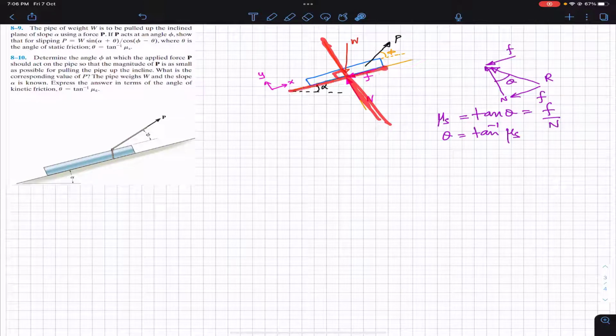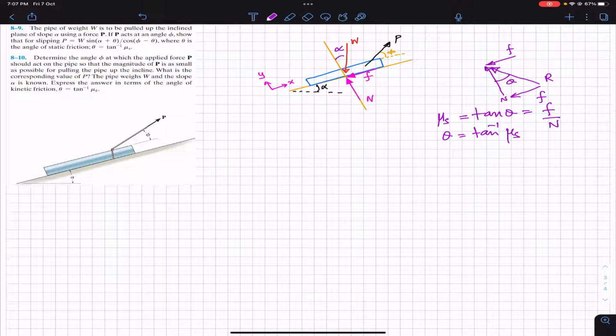So if the angle between this line and the horizontal line is alpha, then the angle between the weight and this line is also alpha. So let me write that this angle is also alpha. Now since this pipe is in equilibrium, we need to apply the condition of equilibrium.